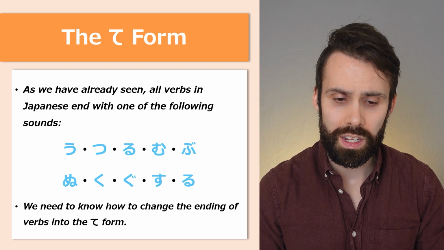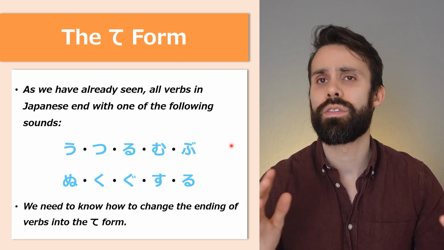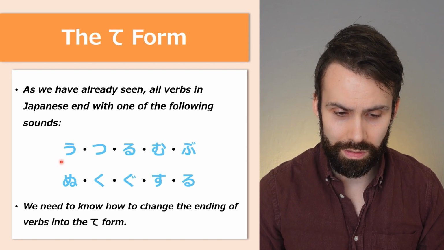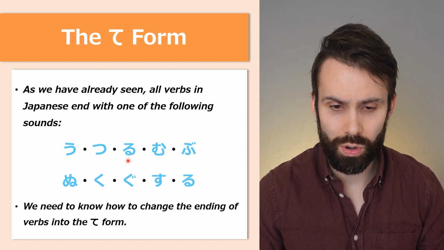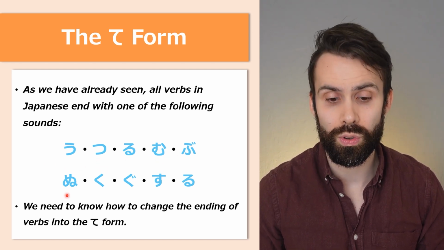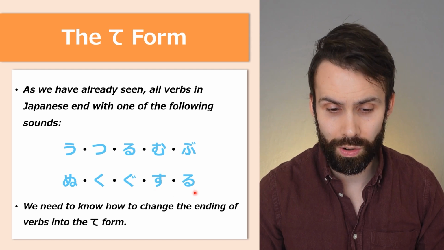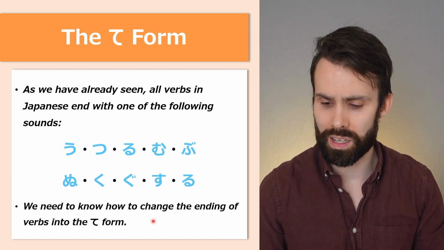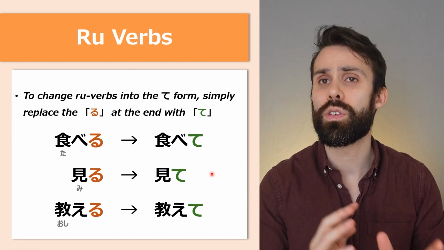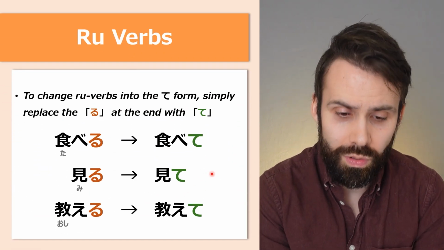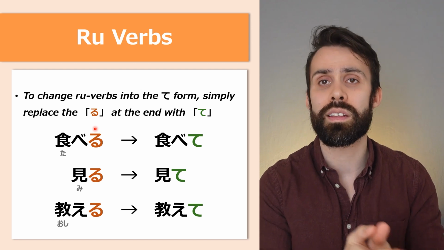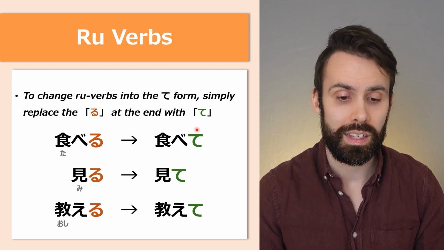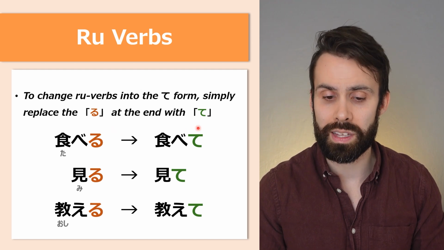So the te form, as we've already seen, all verbs in Japanese end with one of the following sounds: u, tsu, ru, mu, bu, nu, ku, gu, su. And we need to know how to change the ending of the verbs into the te form. With ru verbs, it's relatively simple. You just replace the ru at the end with te. So taberu, to eat, becomes tabete.